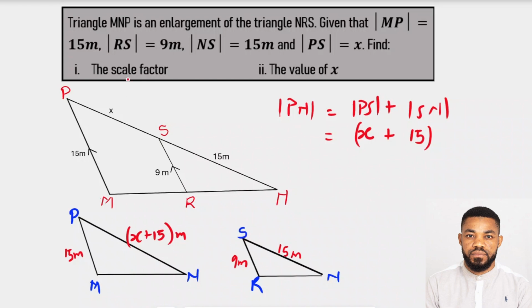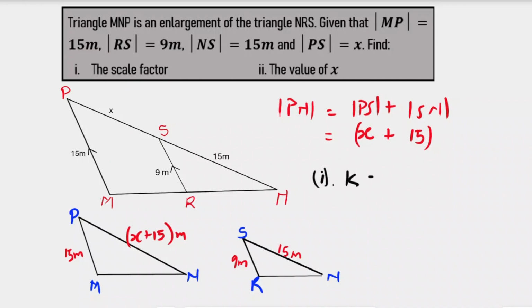Now let's come to how to find the scale factor. You know the scale factor, which is denoted by the letter K, is equal to length of image over corresponding length of object. Remember from the question, triangle MNP is an enlargement of triangle NRS. So this one, which is MNP, is an enlargement of this one. That means there was this triangle there before we got this one, meaning we've enlarged this triangle to get this one. So this is the image, and this is the object. So you have to know the image and the object.